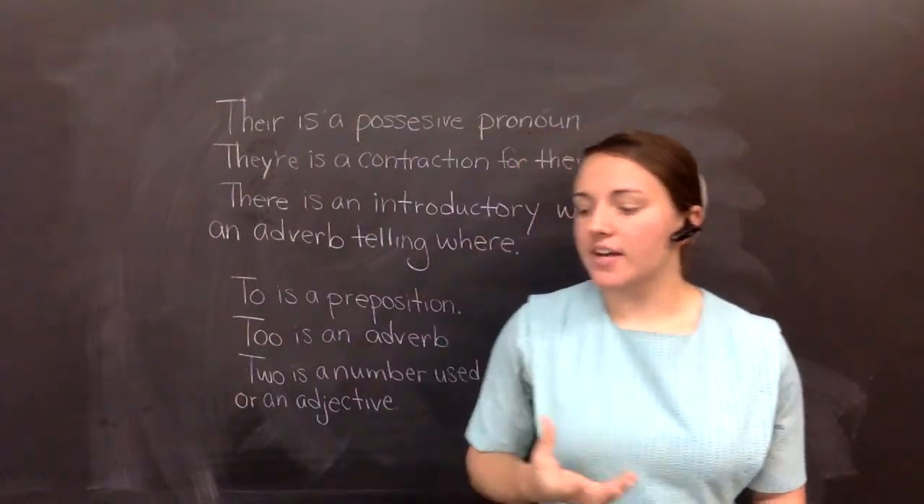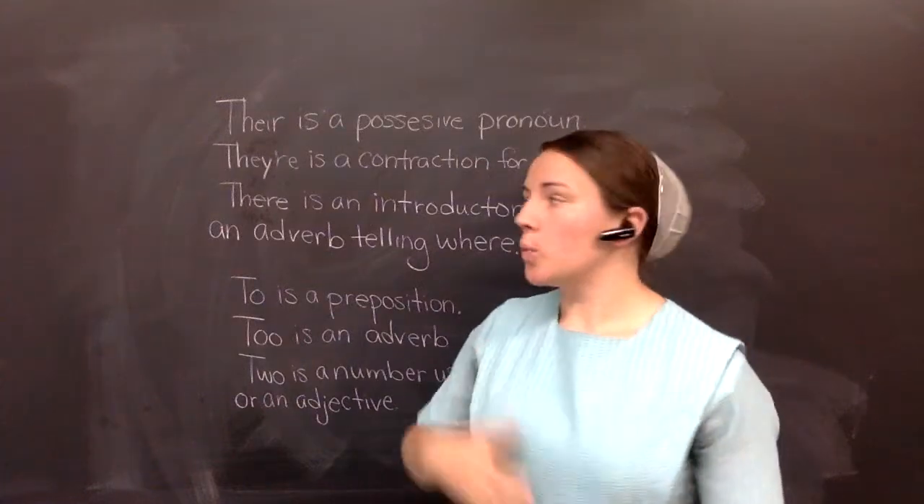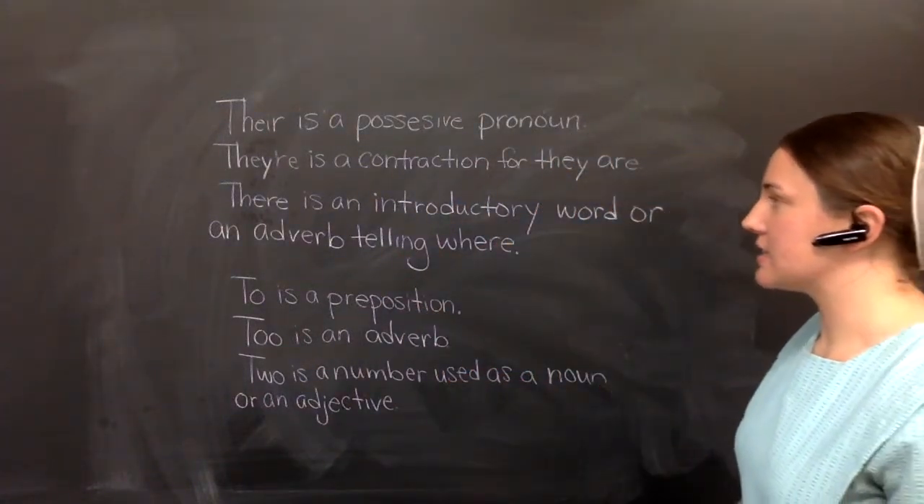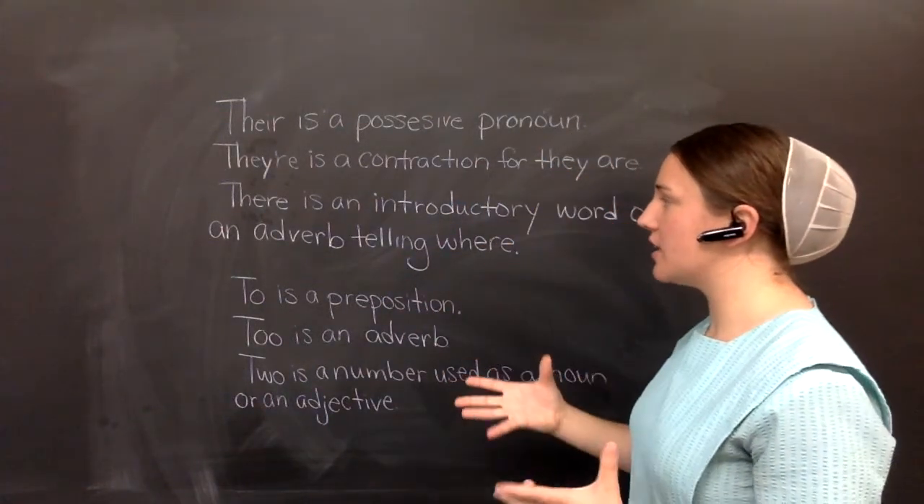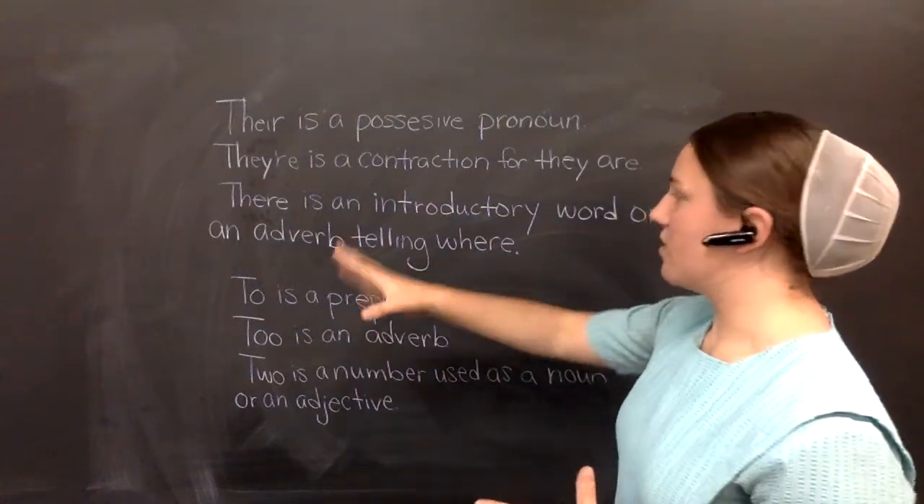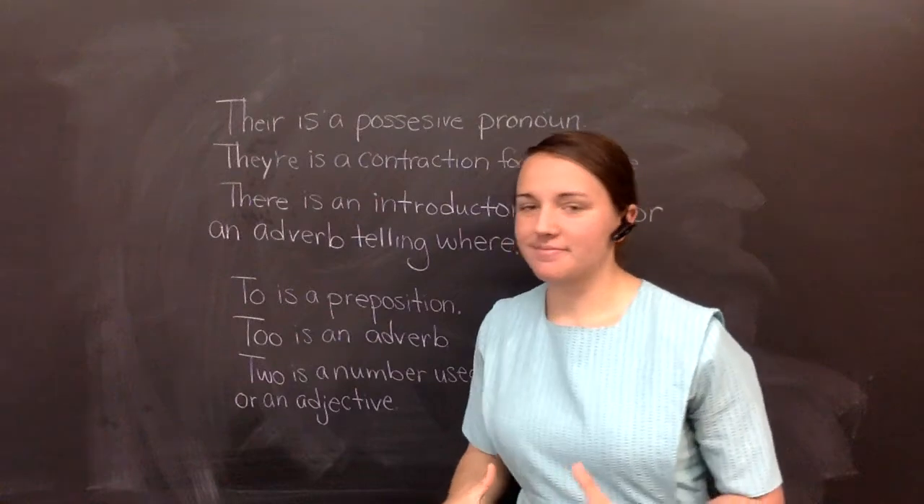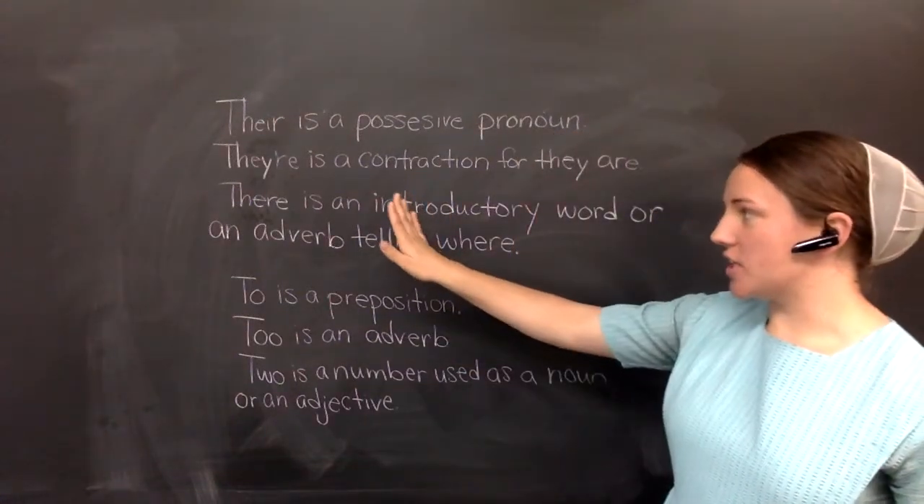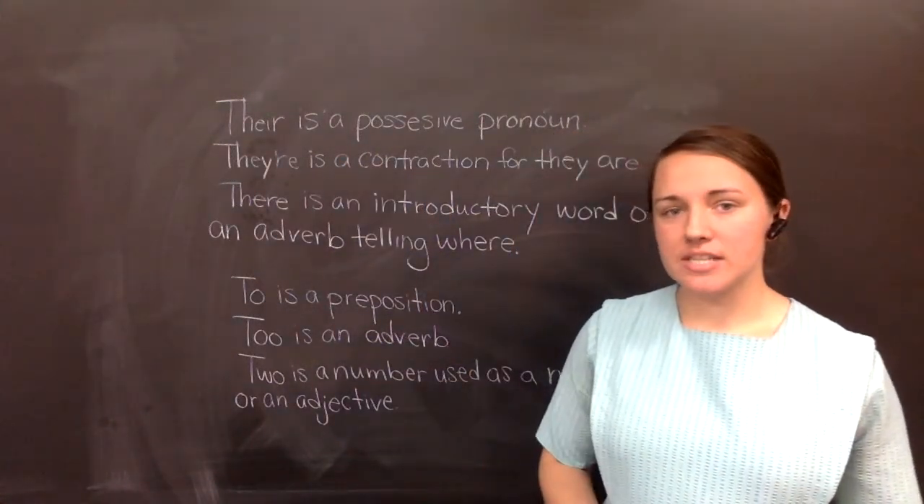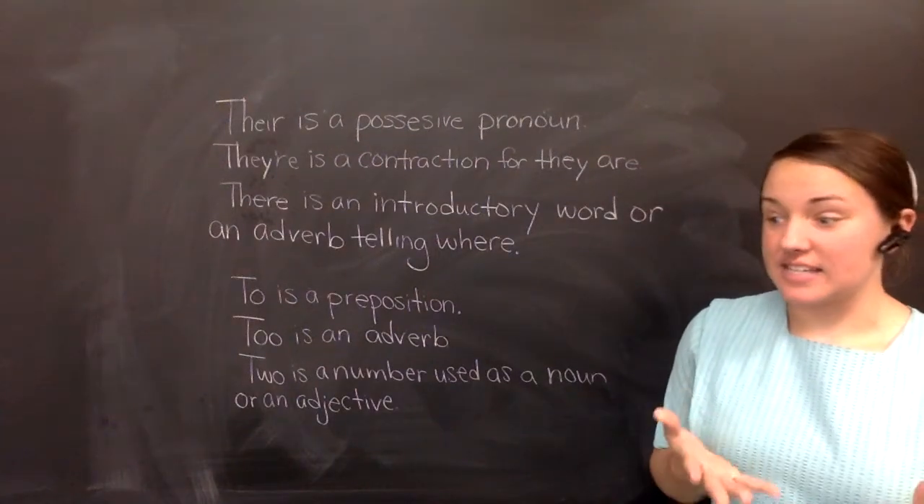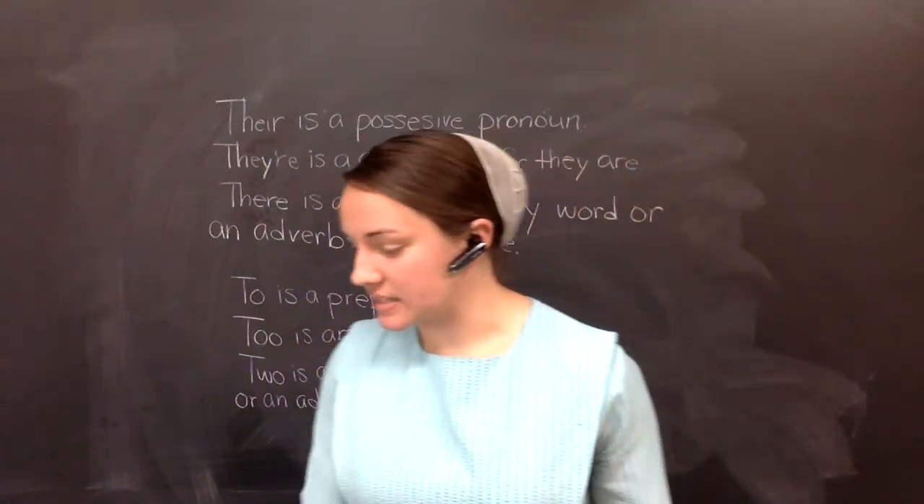Now, last one. They're coming over after school today. Which form of there would you want in that sentence? Possessive, contraction, they're, or there as an introductory word or an adverb. Try the contraction. They are coming over after school today. Does that sound right? Yes. So that works in that sentence.